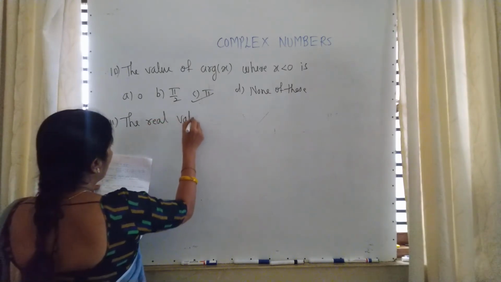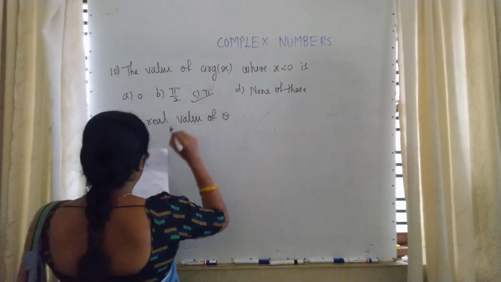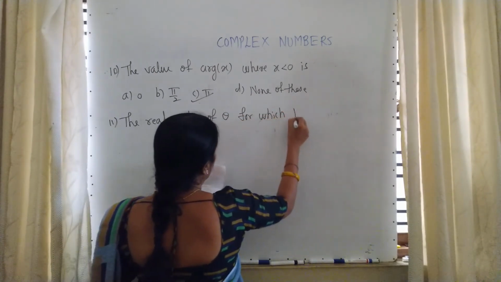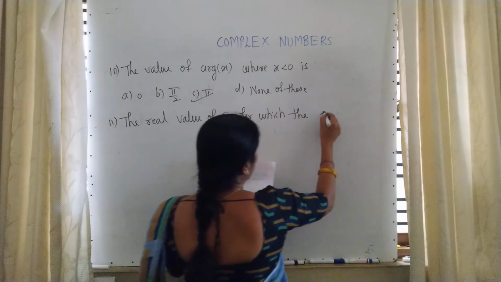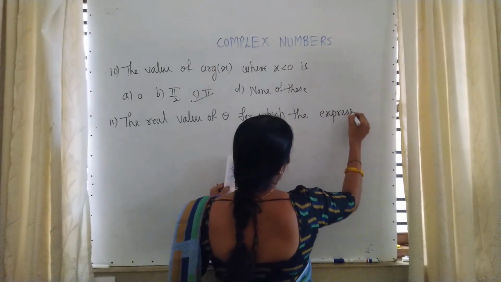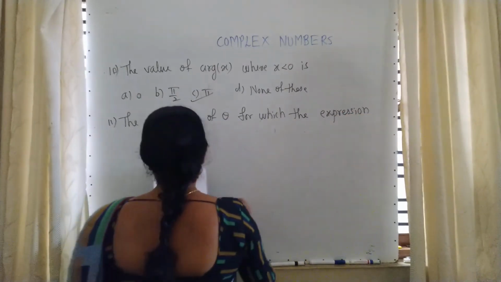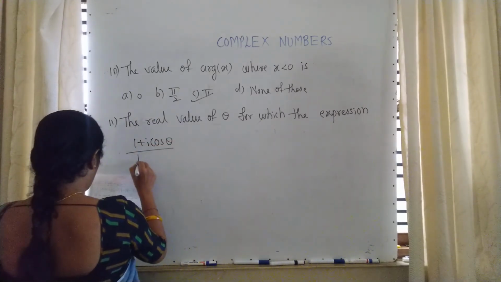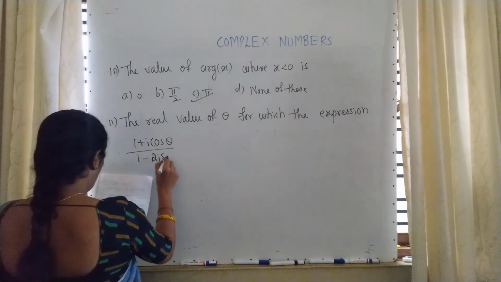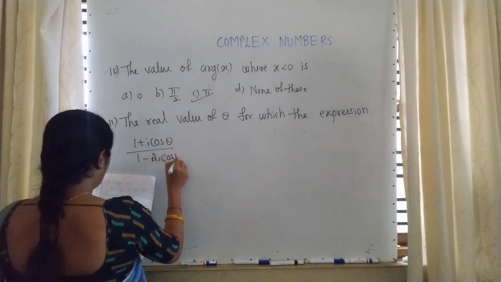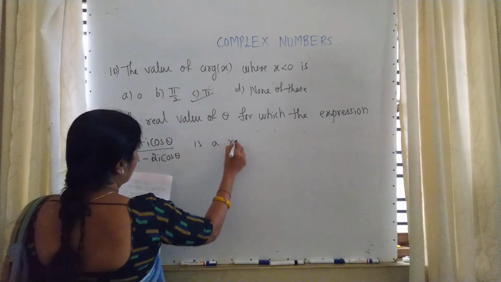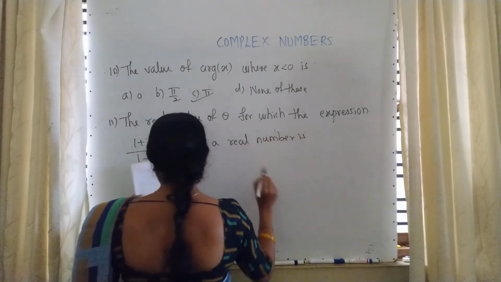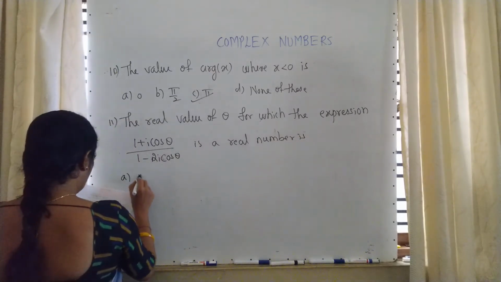11th one, the real value of theta for which the expression (1 plus i cos theta) upon (1 minus 2i cos theta) is a real number is. That means it is purely real, means imaginary value should be 0.